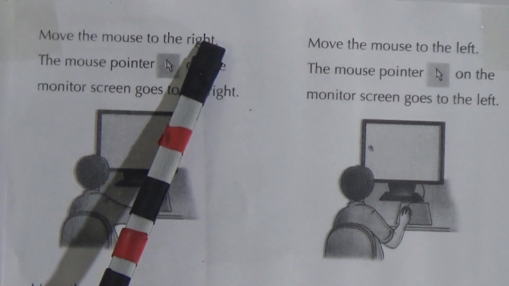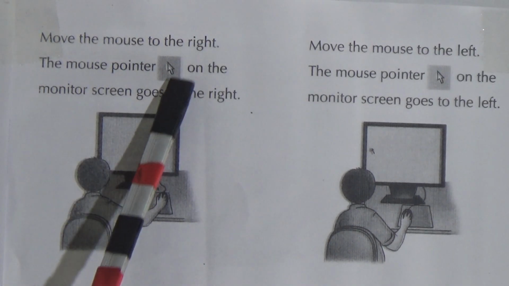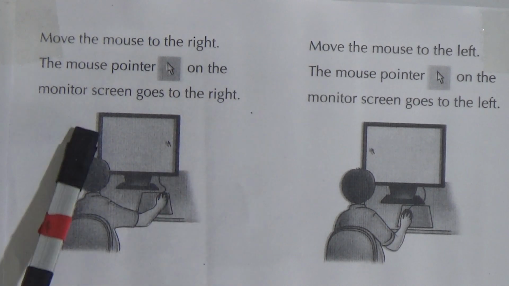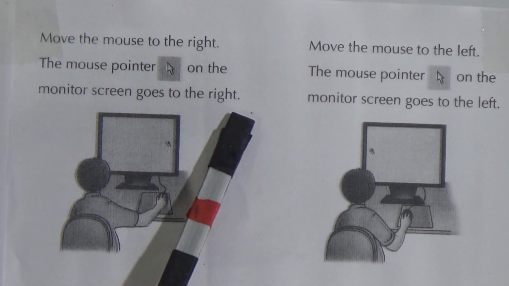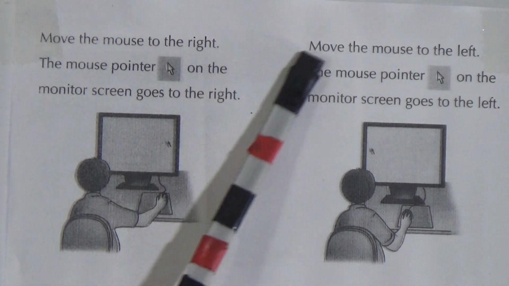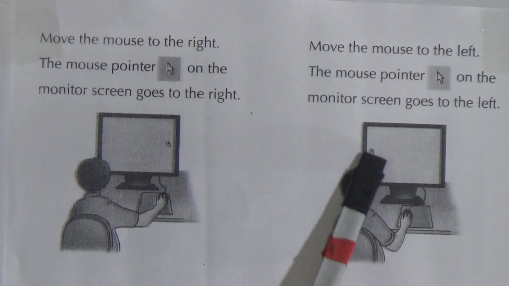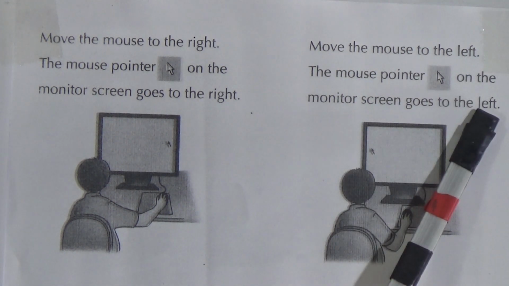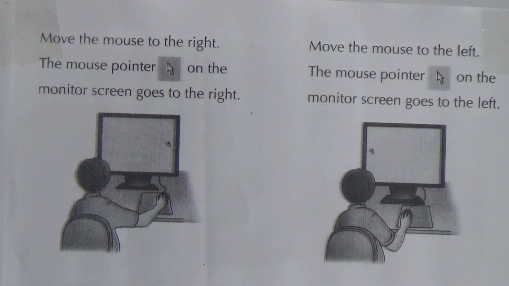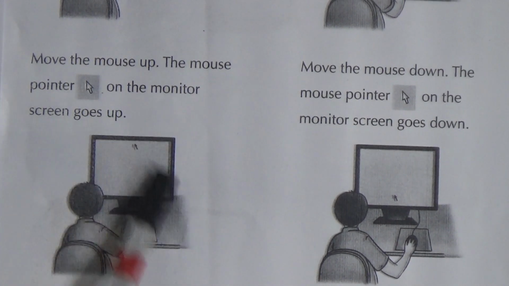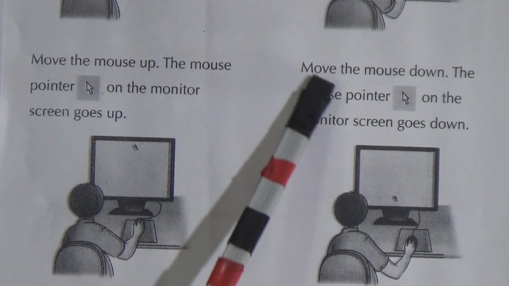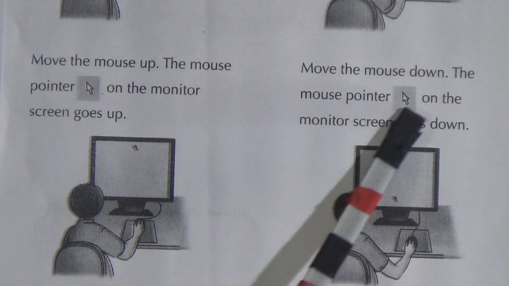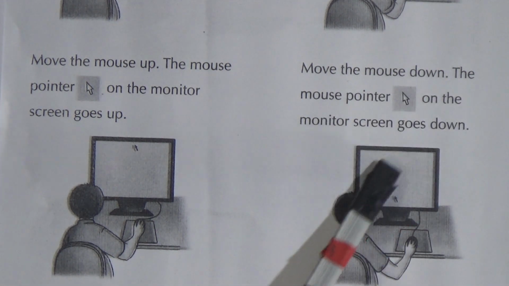Then page number 28. Move the mouse to the right. The mouse pointer on the monitor screen goes to the right. Then move the mouse to the left, and the pointer on the monitor screen goes to the left. Move the mouse up, and the mouse pointer goes up. And move the mouse down, and the mouse pointer on the monitor screen goes down.